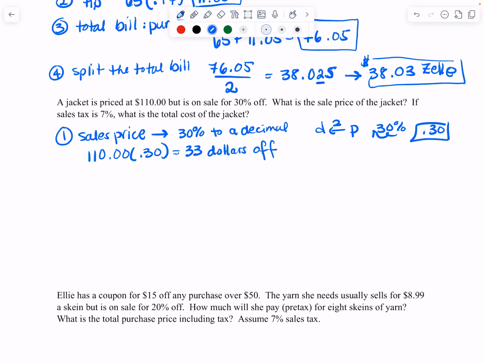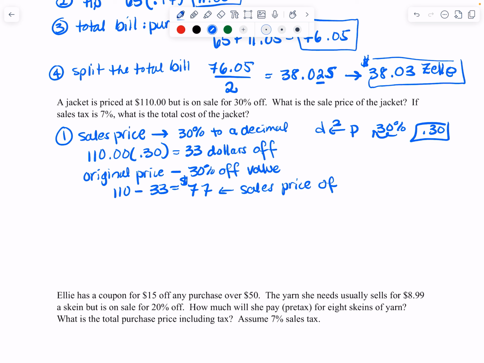Okay? All right. So what I'm going to do is take the original price and subtract the 30% off value. So the original price was $110 minus $33. And that is $77. So that's going to be the sales price of the jacket. Okay?